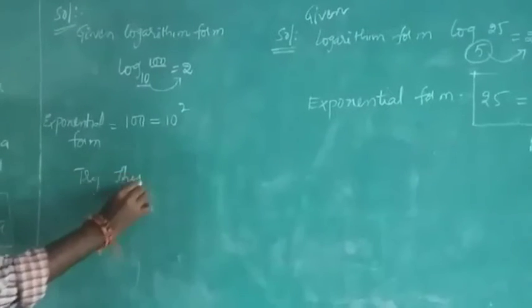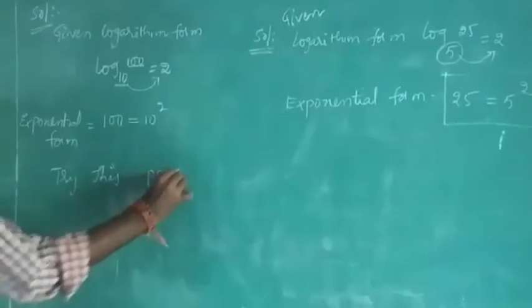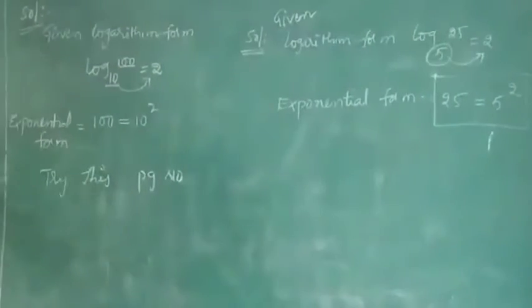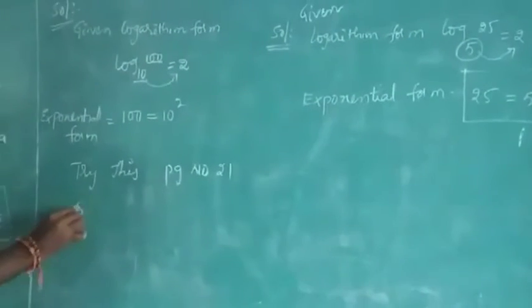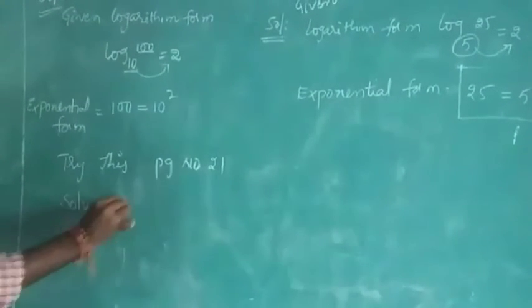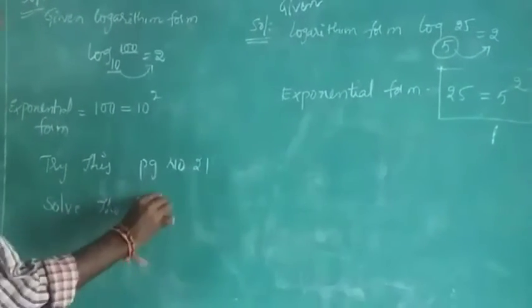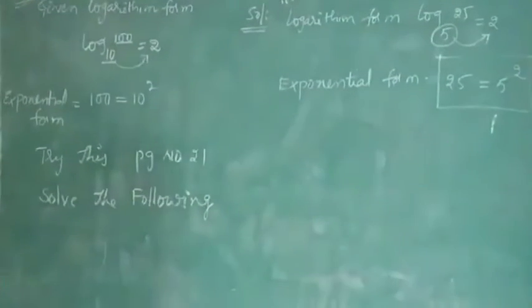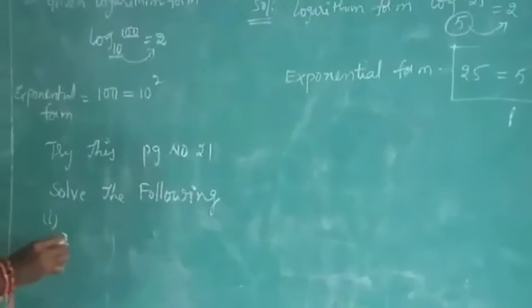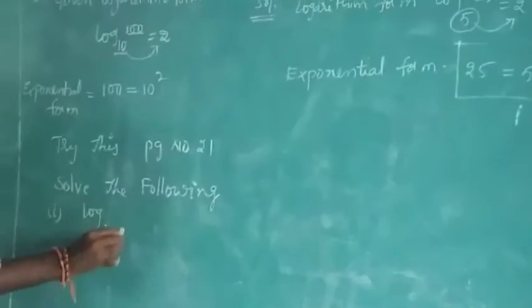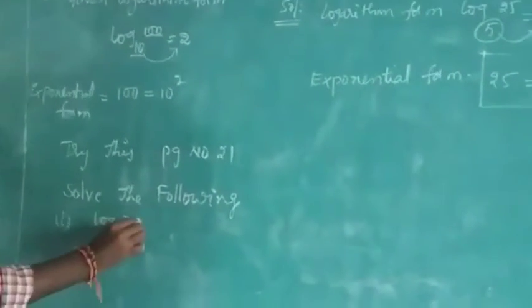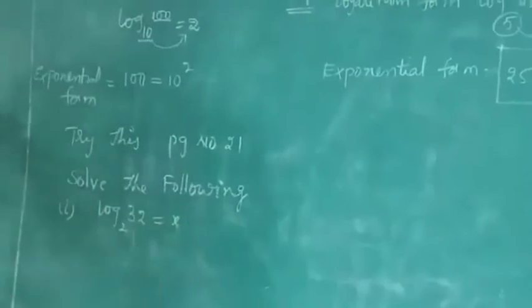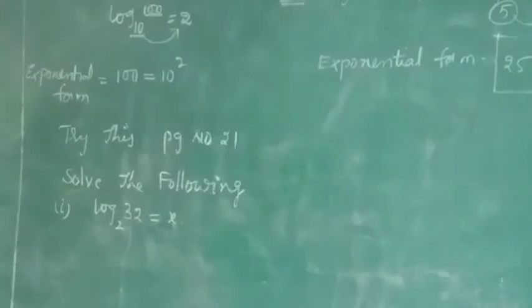Try this. Page number 21. In that I would like to explain only one problem. Solve the following. For the first one, log base 2 of 32 is equal to x. This means we need to find this x value here.